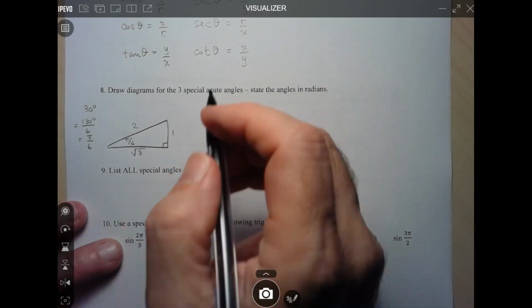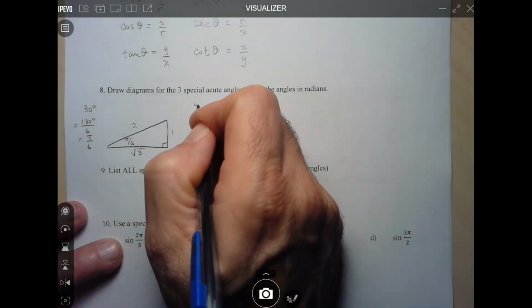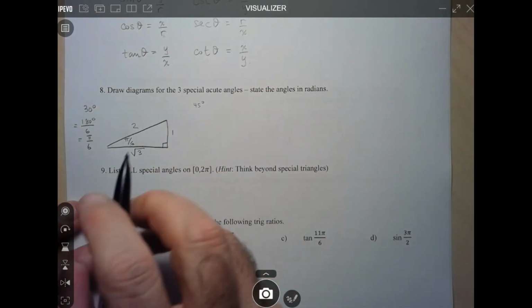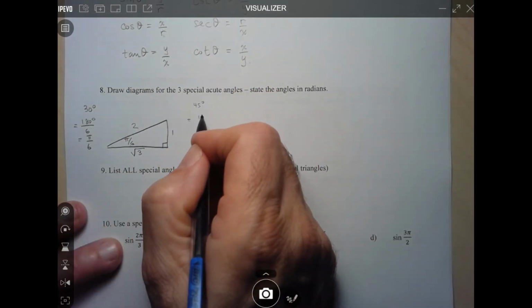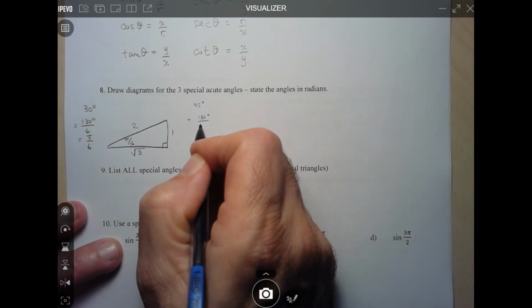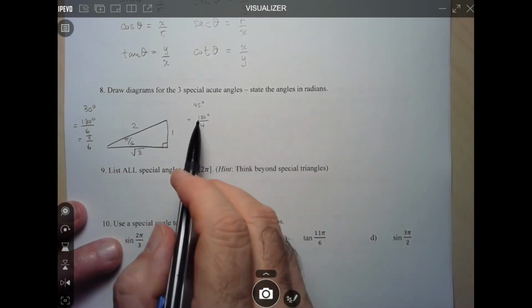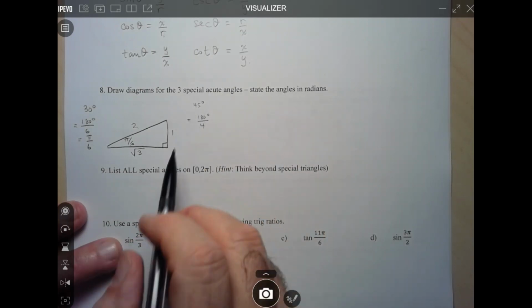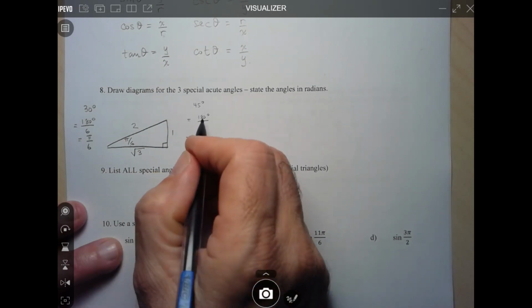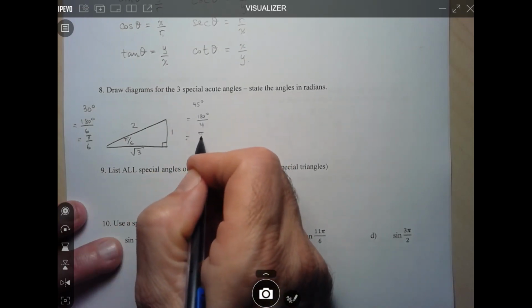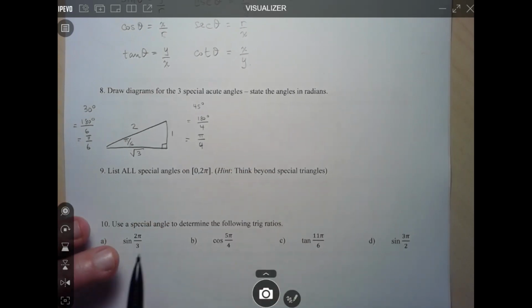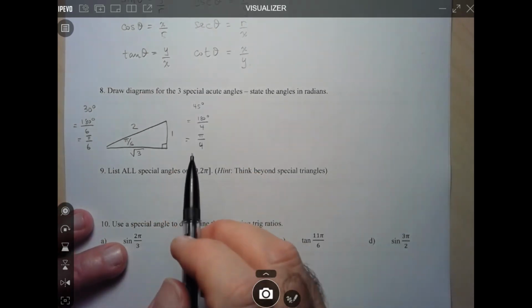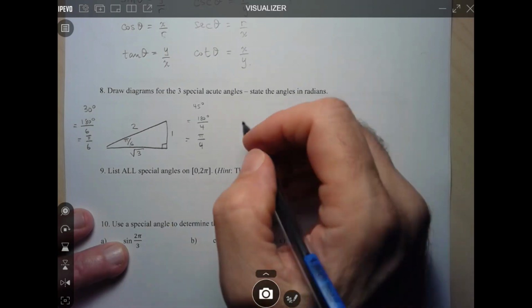All right. Now, of course, there was the 45-degree triangle. But here, 45 is just 180 divided by 4. 180 divided by 2 is 90, divided by another 2, 45. But of course, as we said before, 180 is the same as pi radians. So this is just pi over 4. So the 45-degree triangle is now the pi over 4 triangle.